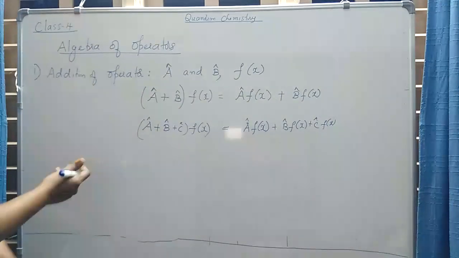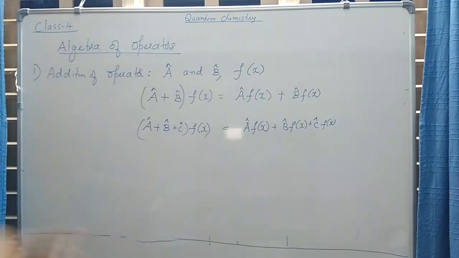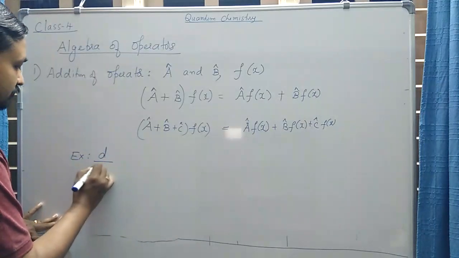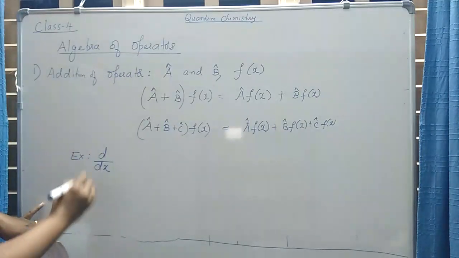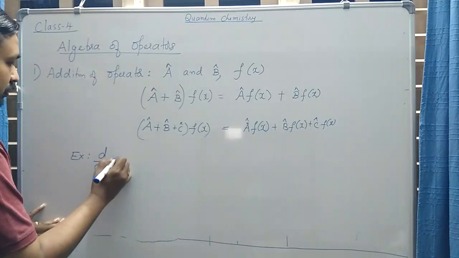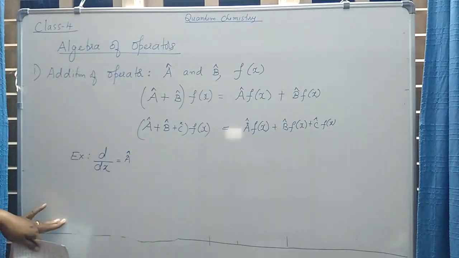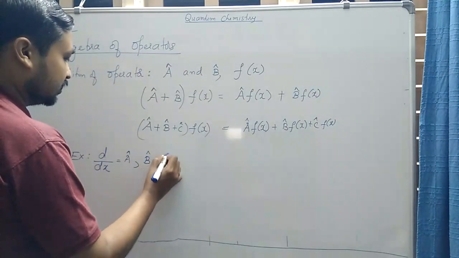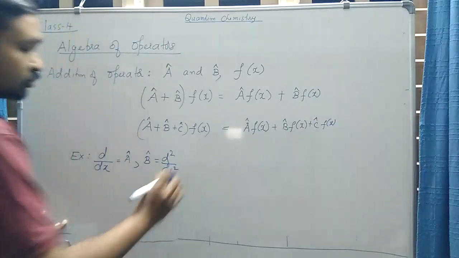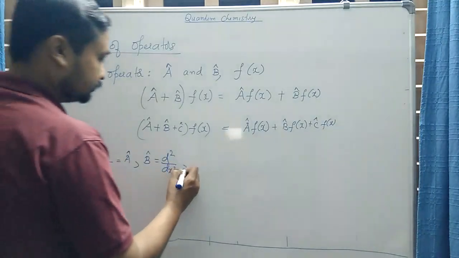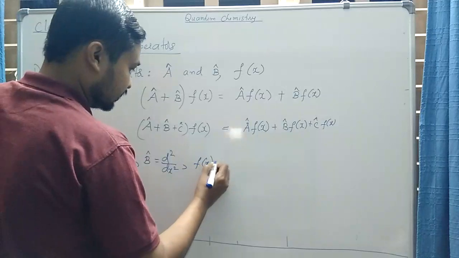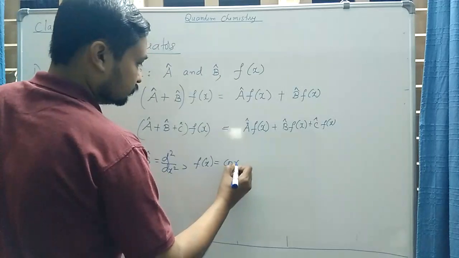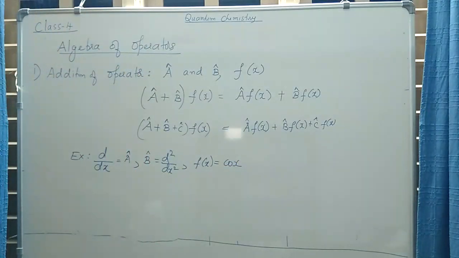And by taking one simple example you can understand the addition property of operators. Suppose one operator is d by dx. Operator A is d by dx. Operator B is d square by dx square, and the function f of x is cos x.